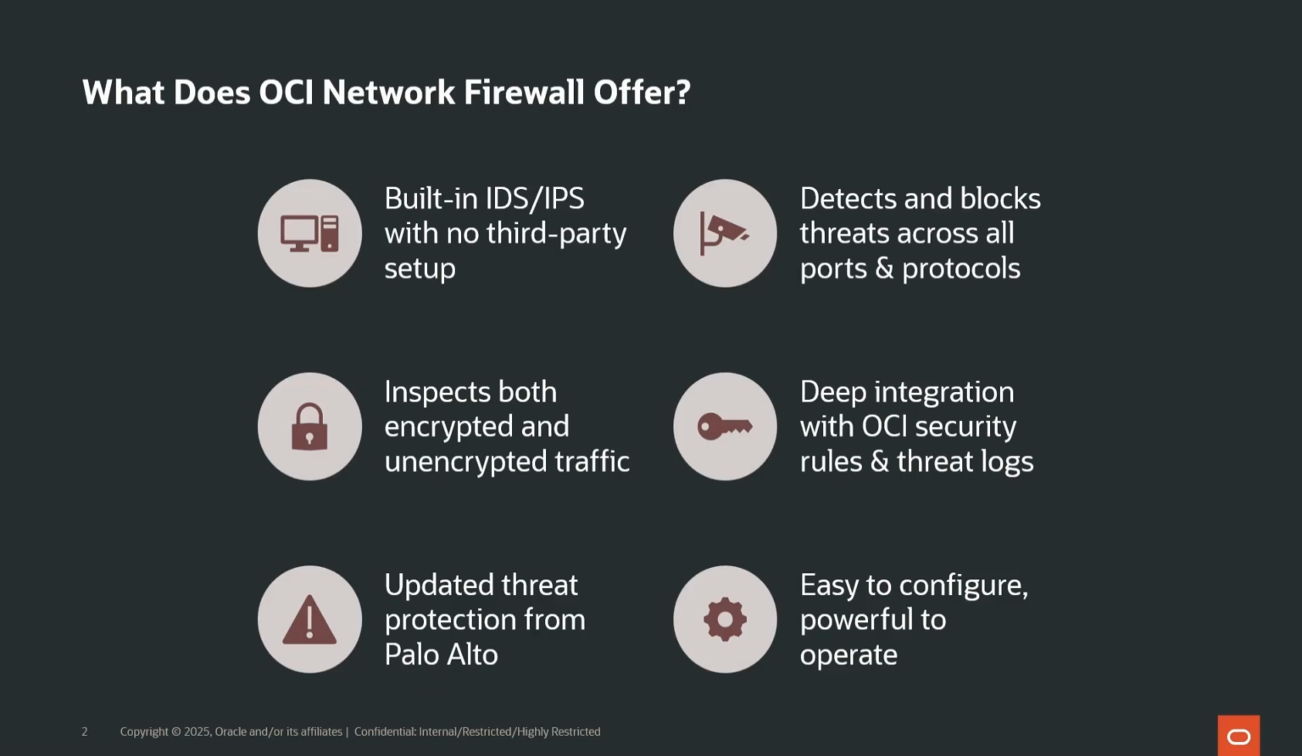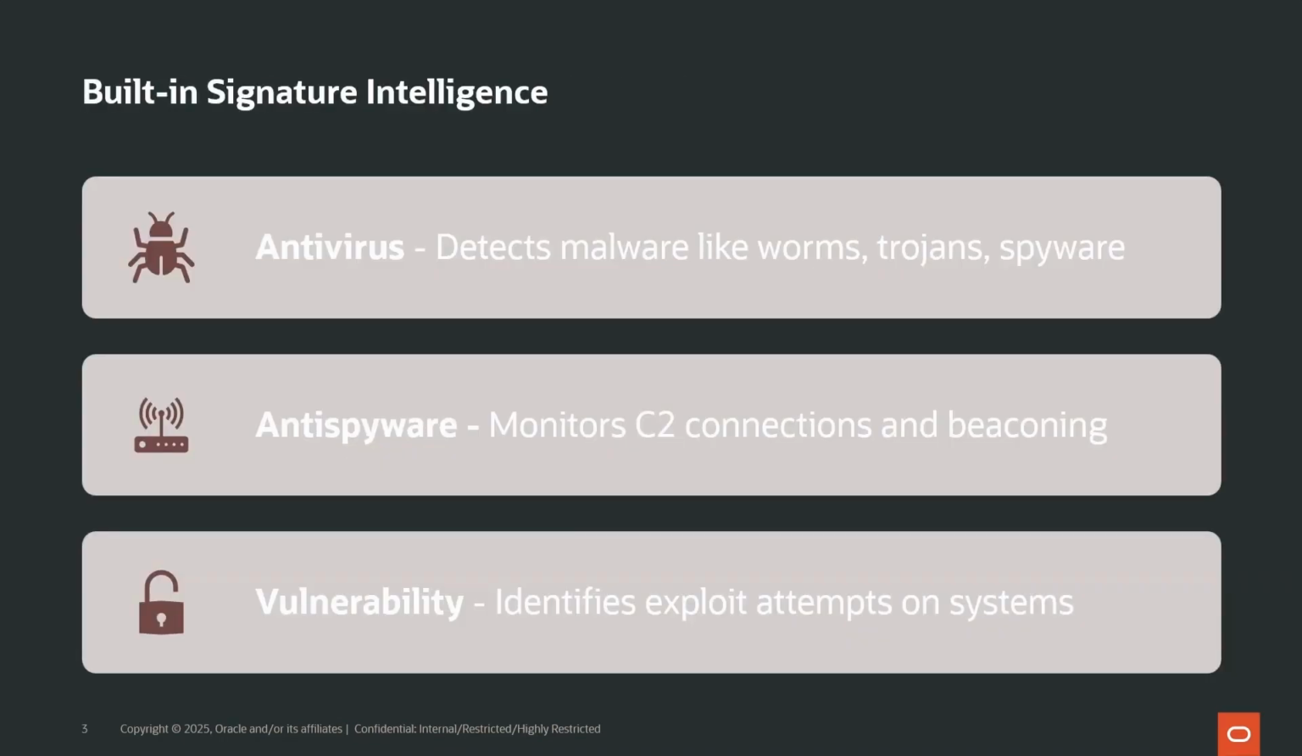It doesn't just monitor traffic, it actively protects it even if it is encrypted. And because it is native to OCI, setup is simple using security rules and policies. Threat detection is signature based. These signatures help identify malware, spyware, and exploitation of known vulnerabilities. This is the same intelligence used in enterprise grade firewalls, now directly available in OCI.